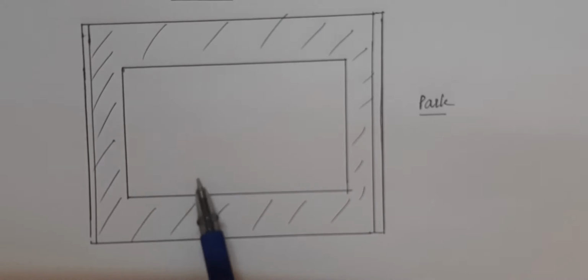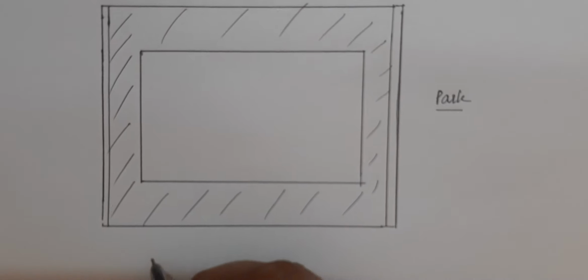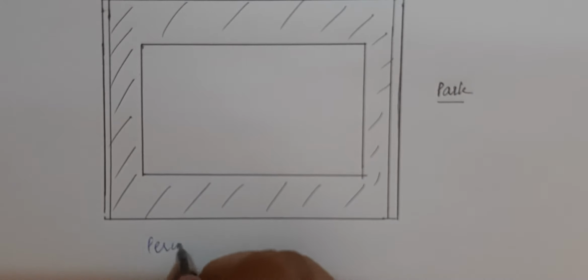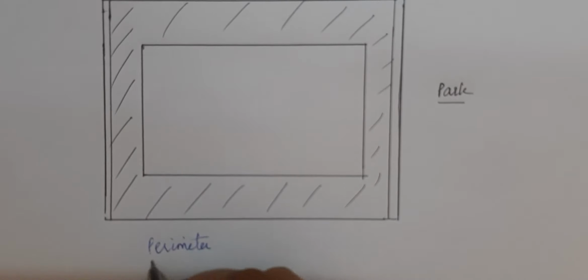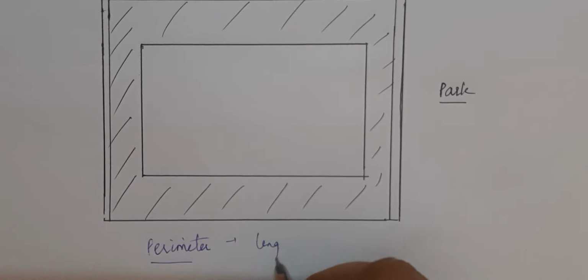So what will I calculate? If I want to calculate how much I walked, how many meters I walked, or when I covered one round, how many meters or kilometers I covered, what will I find? I will find the perimeter, because perimeter is actually the length of the boundary of the closed figure.